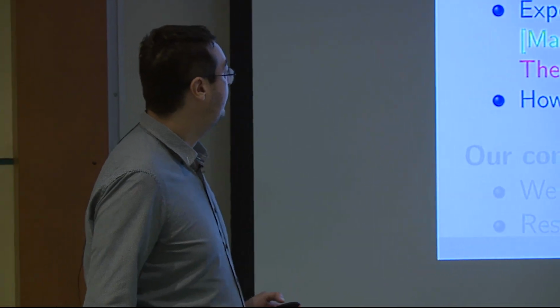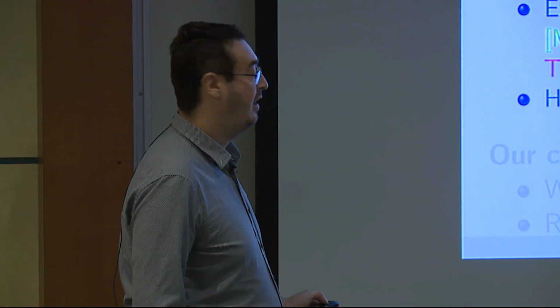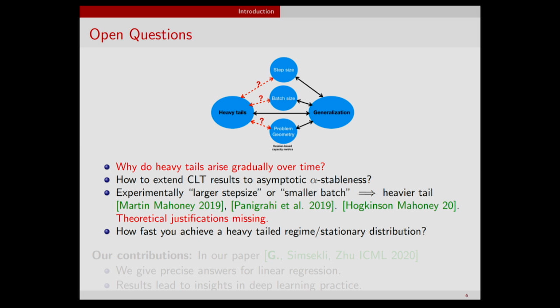There are lots of open questions. How fast do you achieve this heavy-tail regime? Can we have a more general theory of asymptotic alpha stability that would generalize the whole stochastic optimization literature? Another question is why these tails are rising over time. Initially you are Gaussian, and over time you become heavy-tailed. Why is this happening, and can we quantify it?